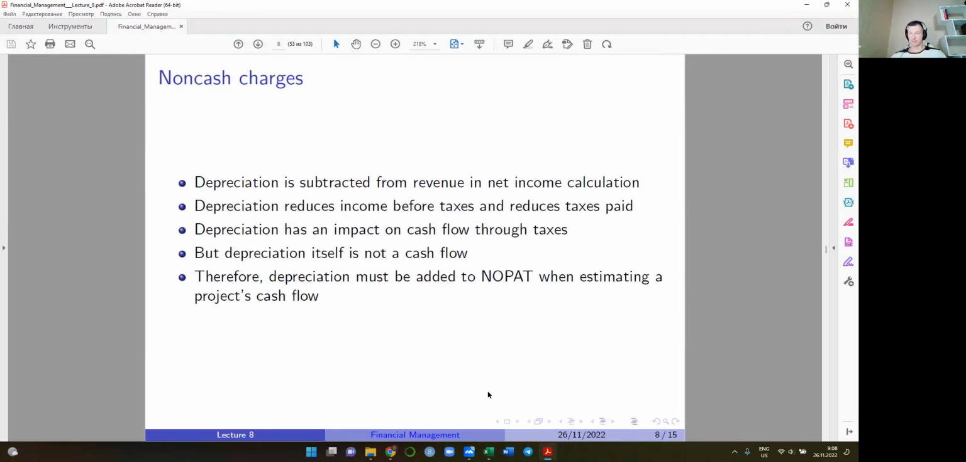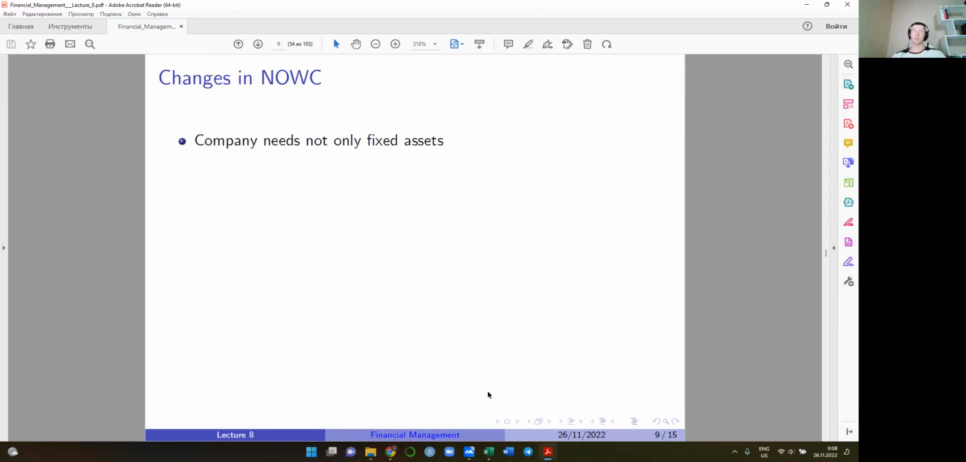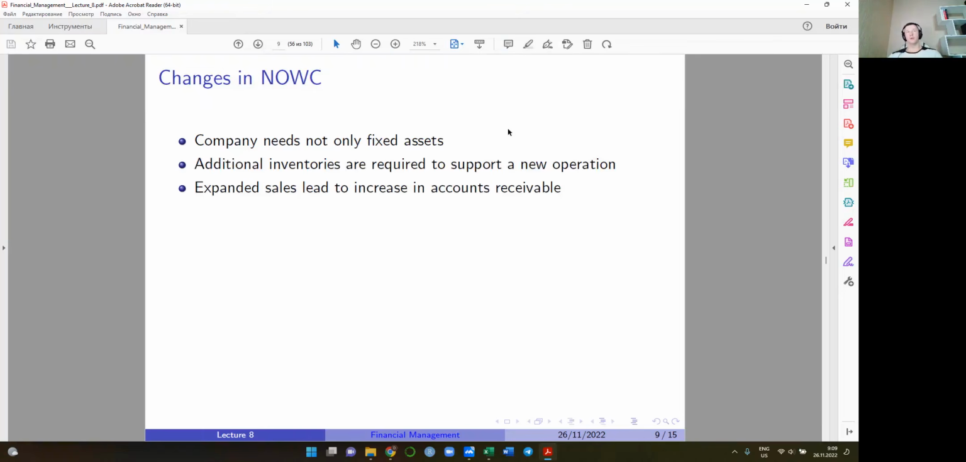So we discussed fixed assets, we discussed computation of EBIT, we discussed depreciation. So the fourth element that needs to be discussed in the computation of free cash flow is changes in net operating working capital. What is this? In order to run an investment project, fixed assets are not the only element that is needed. We also need additional inventories to support the new operation. Raw materials, maybe. Maybe you need to produce this new product in order to have enough stock for the cases of growing demand.